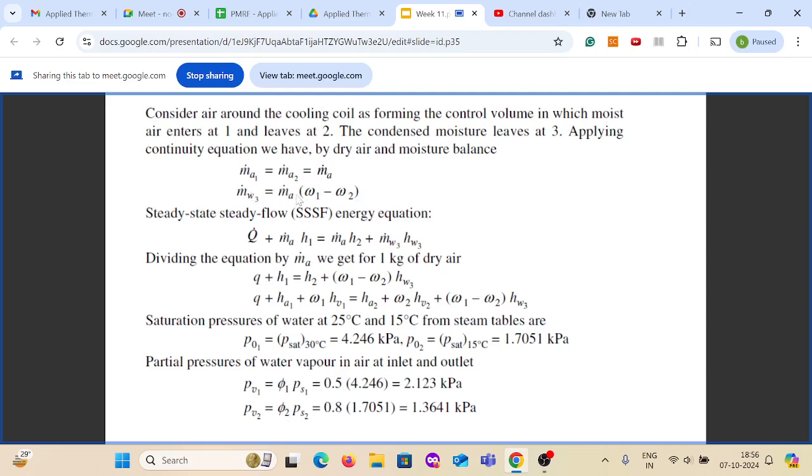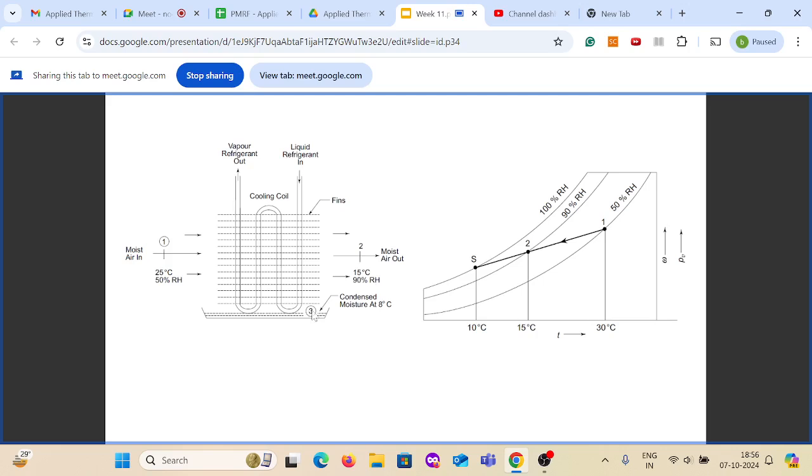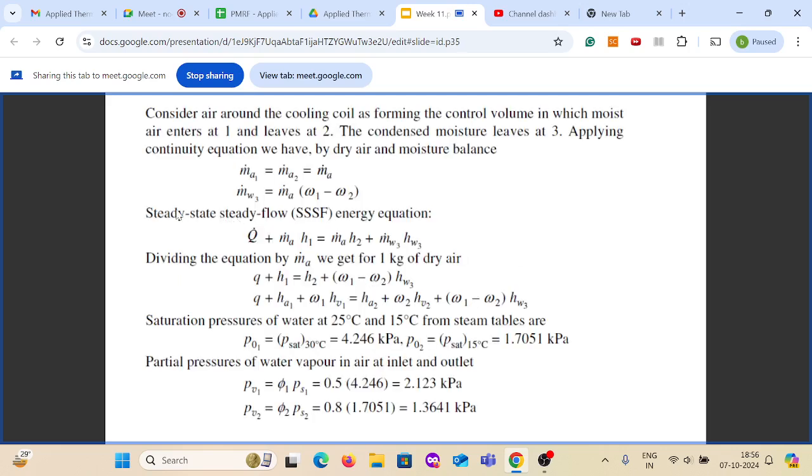So that is given by the difference in specific humidity times the mass of air. So that is the amount of water which is going out as 3. So if we write a steady flow energy equation, Q dot plus m dot a h1, which is the heat coming in as input, equals m dot a h2 plus m dot w3 hw3. So if you write it in terms of per kg of dry air, Q plus h1 equals h2 plus (omega 1 minus omega 2) times hw3.